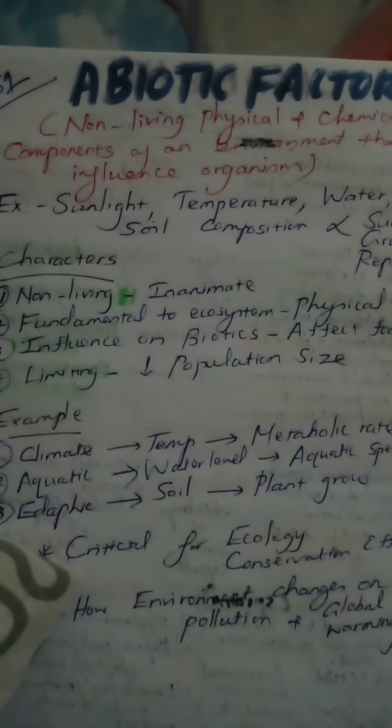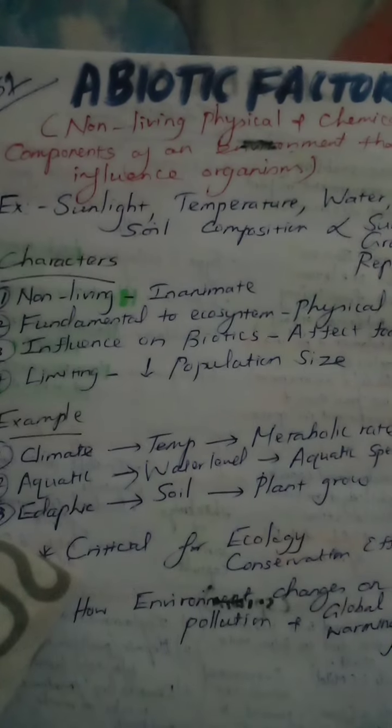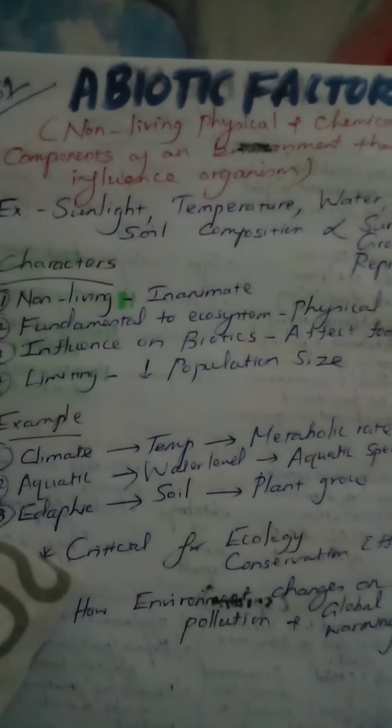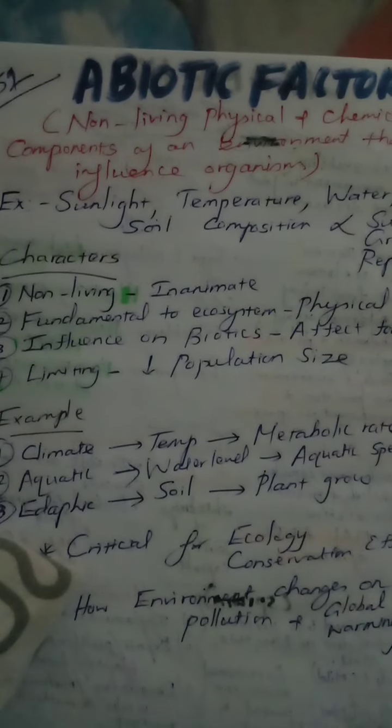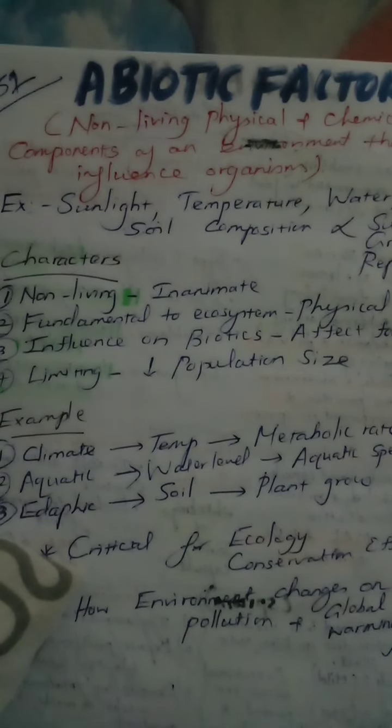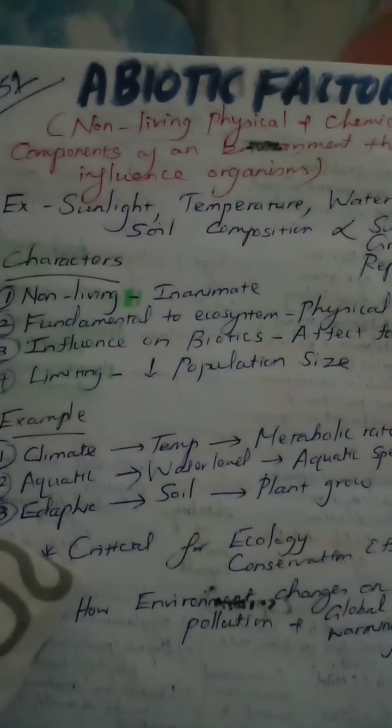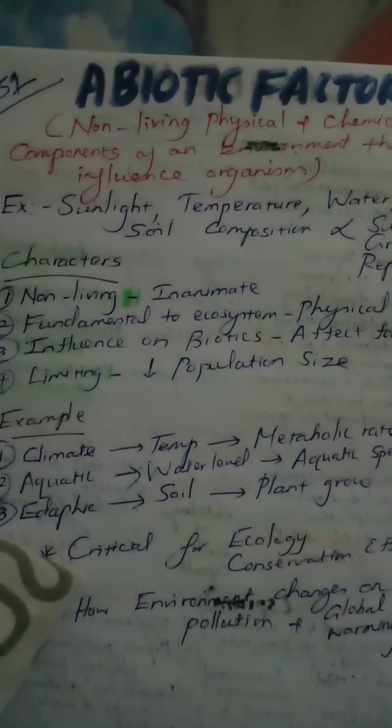That is, when you say bio, it's living species, right? So because that can affect the food chain. And definitely these abiotic factors should be limiting. That is, it should decrease the population size, right? So, what are the examples of these abiotic factors?